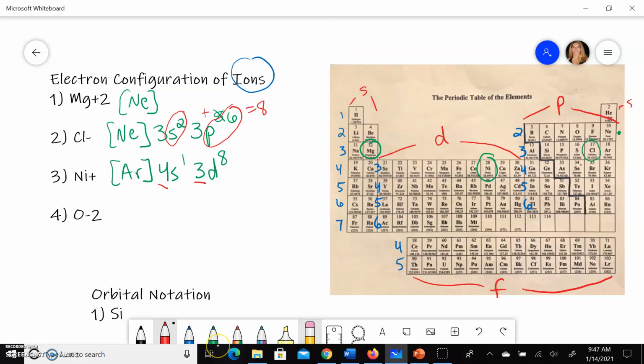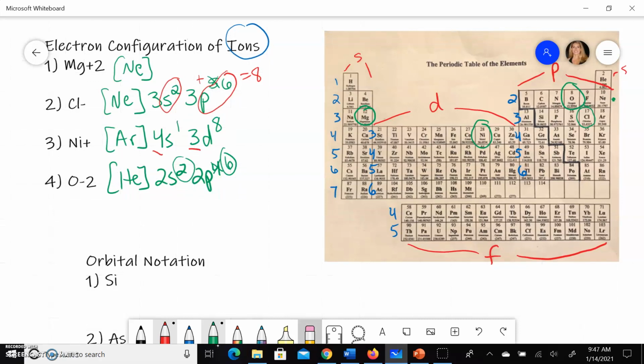All right, and then this last one, we have oxygen, which is way up here, so we're going to put helium in brackets. Then we have 2s2 and 2p4. And this time we're adding electrons, so again, we can't put any more in the S, but we can put 2 more in the P to make that 6. Notice that 2 in the 6, that means you're probably doing it correctly.